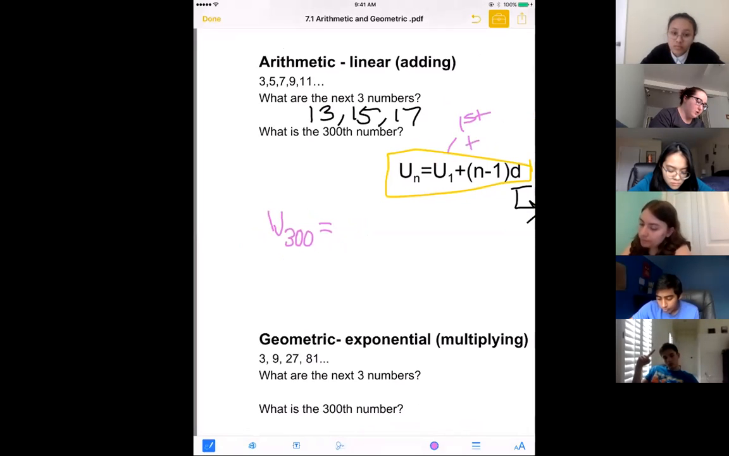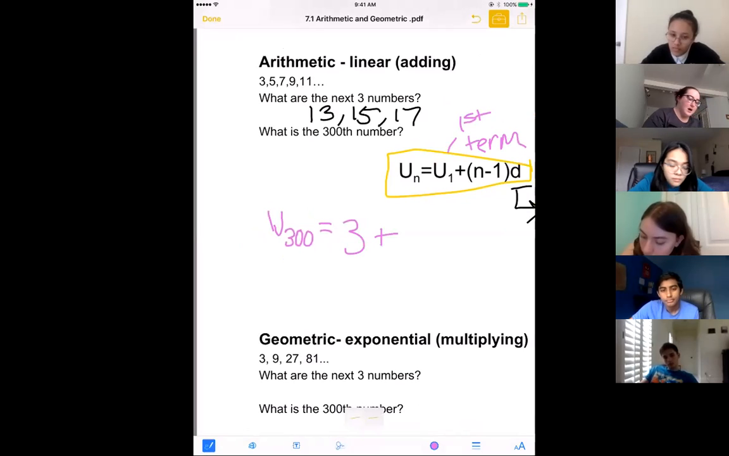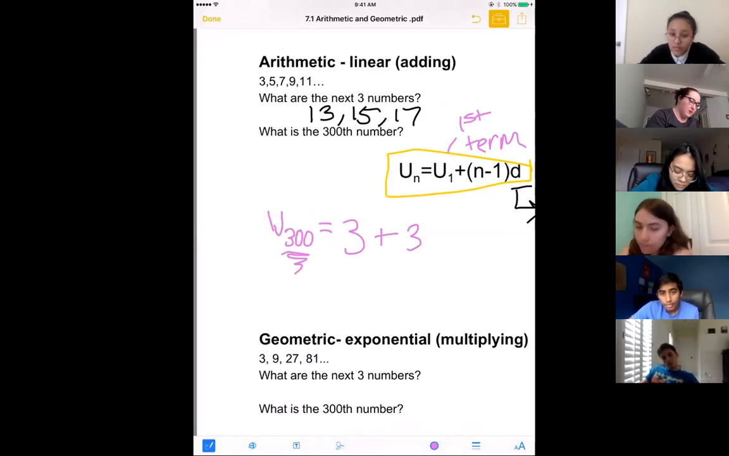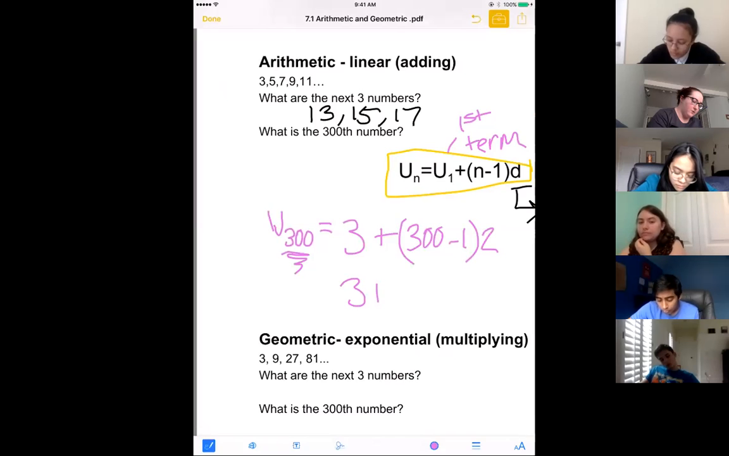So what's our first term in this sequence? 3. Plus our n, in this case we're looking for our 300th, so it would be 300 minus 1 times our common difference, which Andrew told us was 2. So if you were to multiply that out, you would have 3 plus 299 times 2.